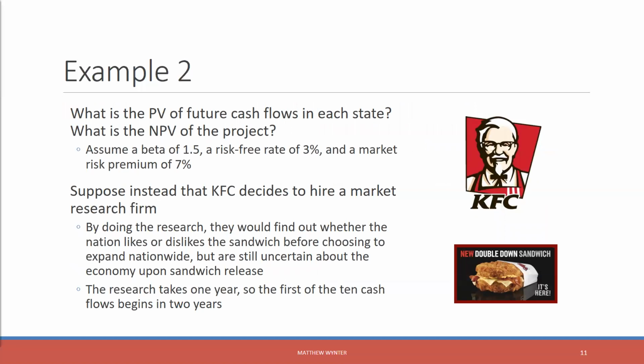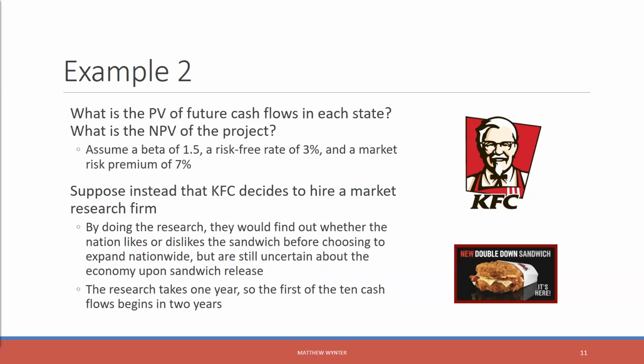So the first thing we're going to do is calculate the present value of our future cash flows across these good states and these bad states, across a good economy and a bad economy. Assume that we have a beta of 1.5 and the risk-free rate is 3% and the market risk premium is 7%. Given that information, we can very easily calculate the appropriate discount rate. So pause and go ahead and calculate the present value of future cash flows and calculate the NPV of the project.